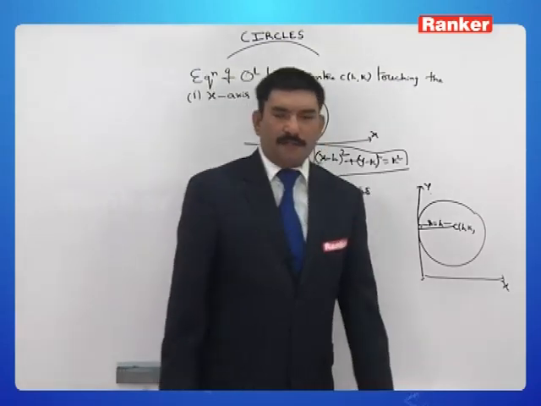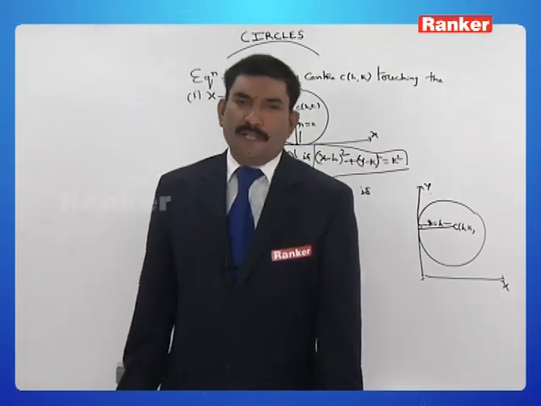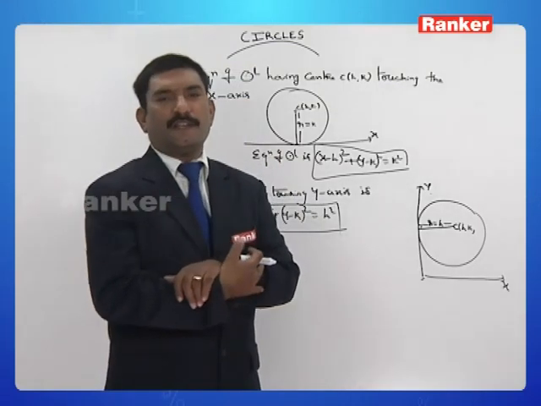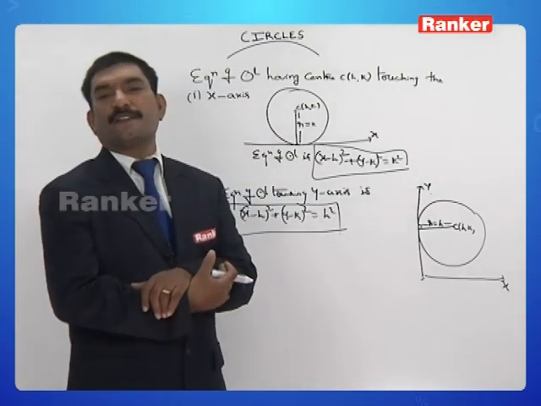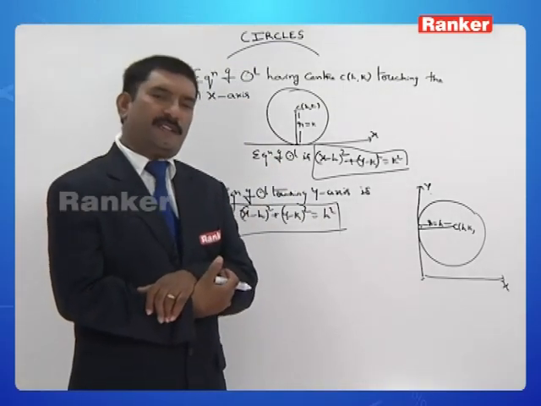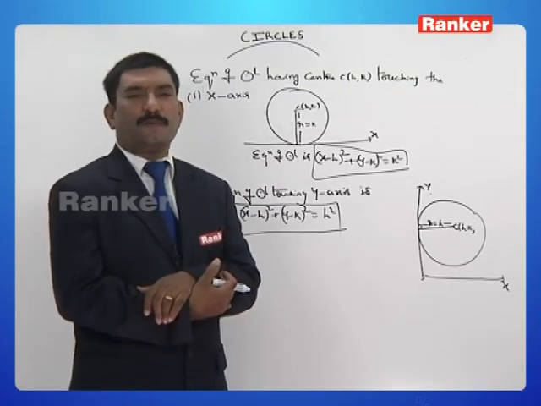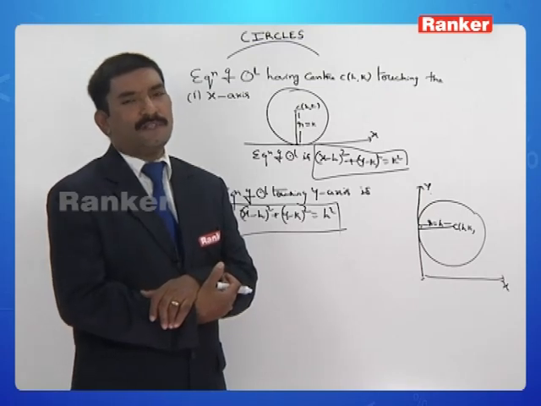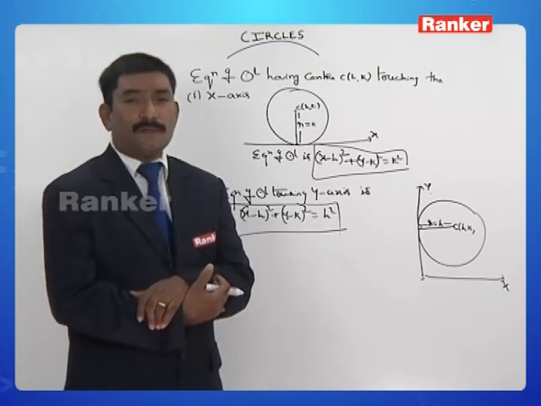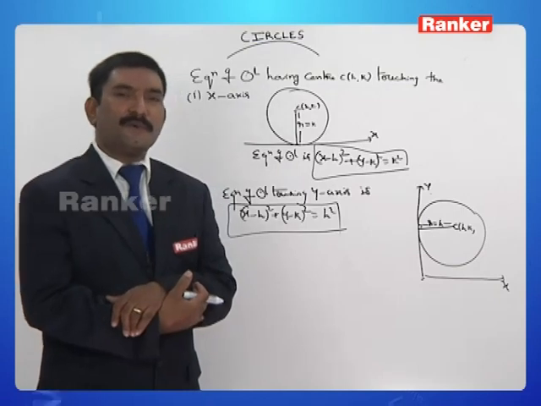Yes, now we have found the equation of a circle having center h comma k touching the x-axis: the y coordinate of the center is the radius. Touching the y-axis: the x coordinate of the center is the radius. What about when it touches both the axes?